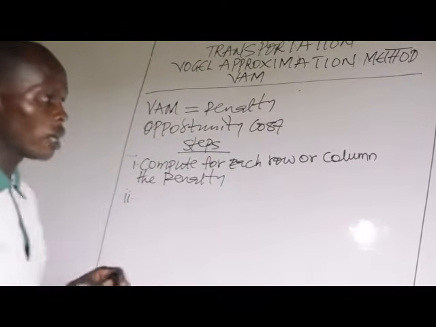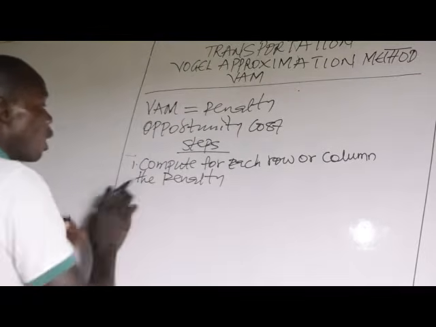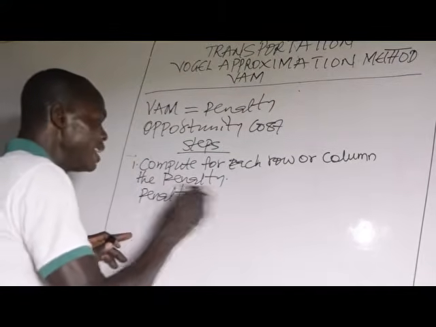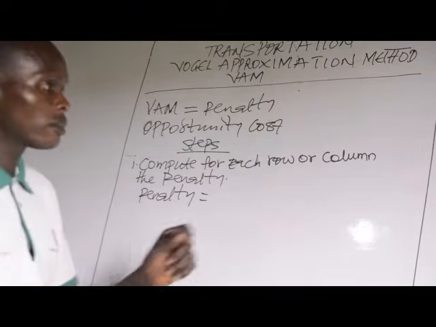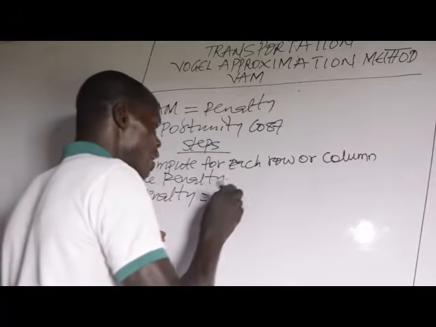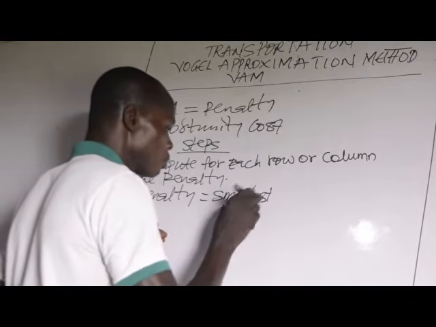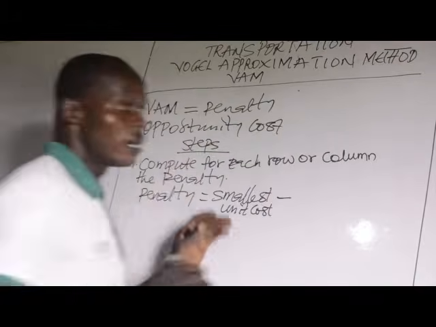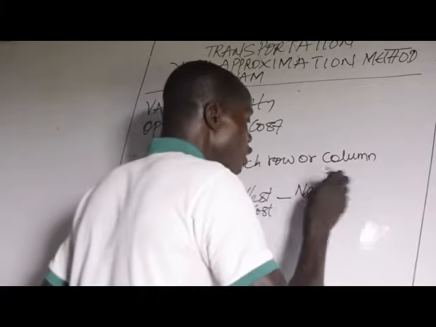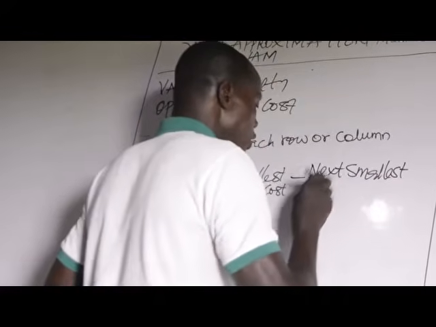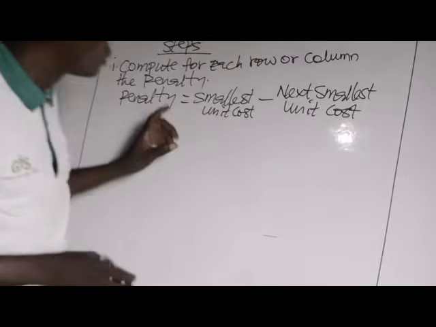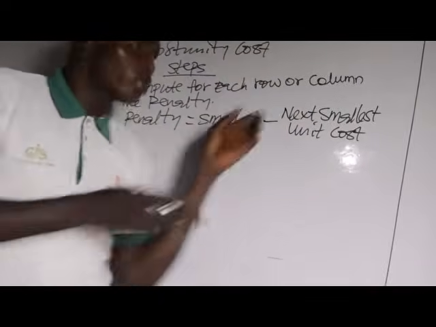Step 1, I've told you that you should compute for each row or column the penalty. What do you mean by the penalty? To determine the penalty, you take the smallest unit cost in each row or column minus the next smallest unit cost. If you are calculating for a row, you take the smallest unit cost in that row, then you consider the next smallest unit cost in that row, then you subtract it.